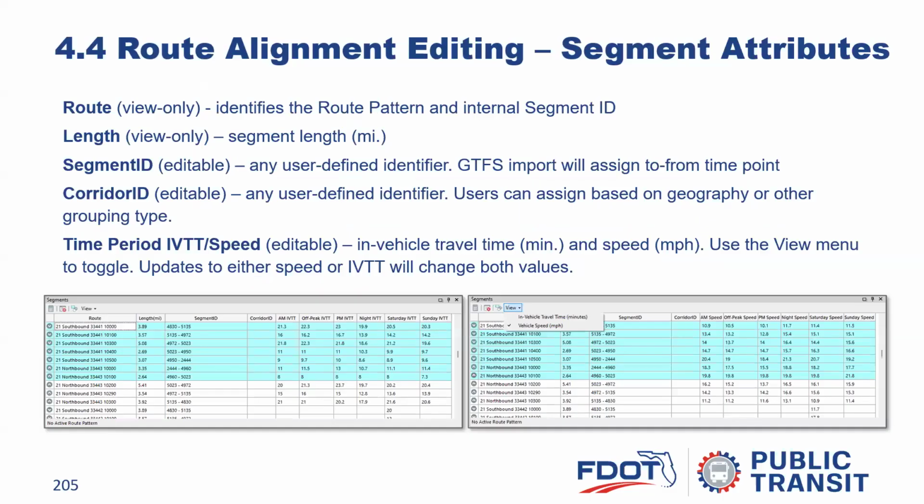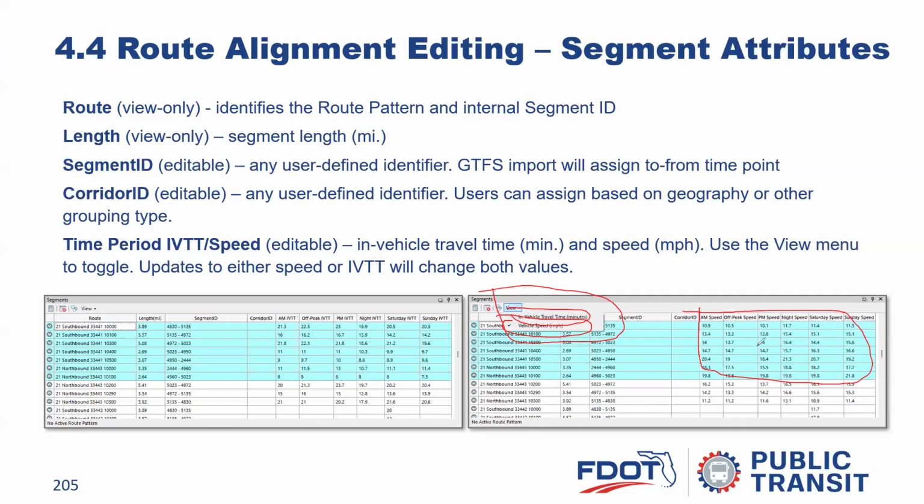So our segment attributes, most of these we've talked about already, so I won't go into too much detail other than to say that in the segments view, you have the ability to switch between in-vehicle time and speed. Either one of those is editable, right? So if you switch this toggle, these values will either show up as speed values or in-vehicle time.